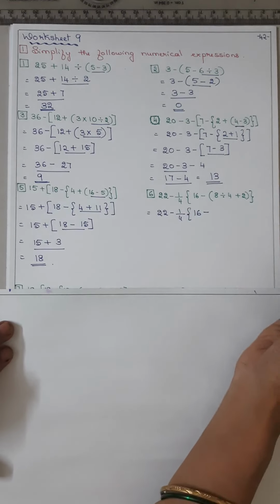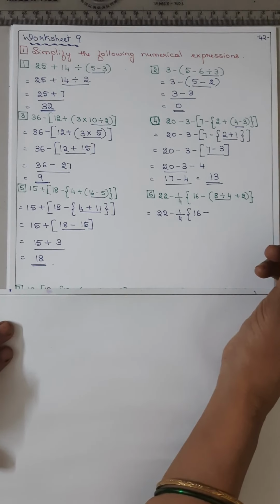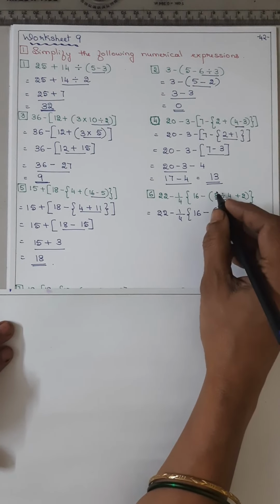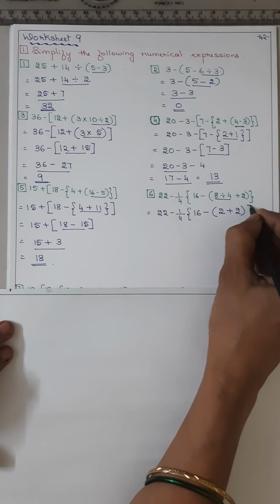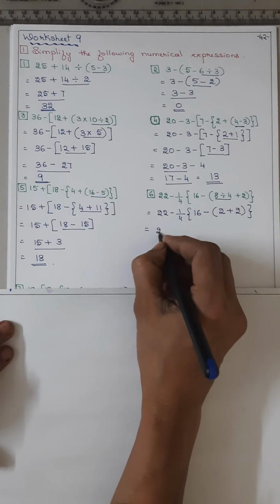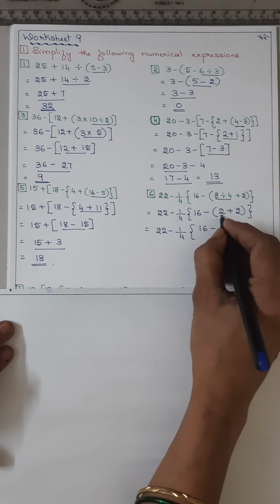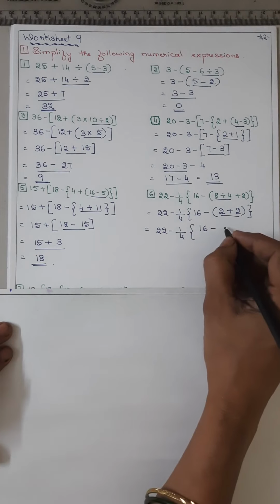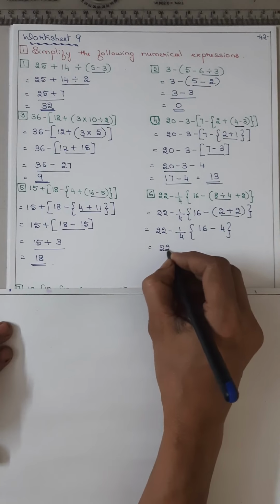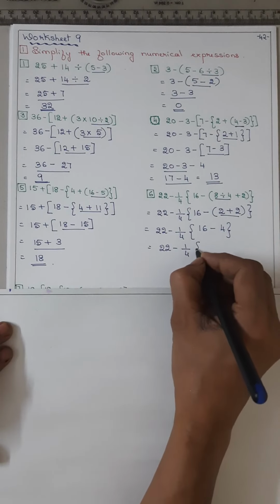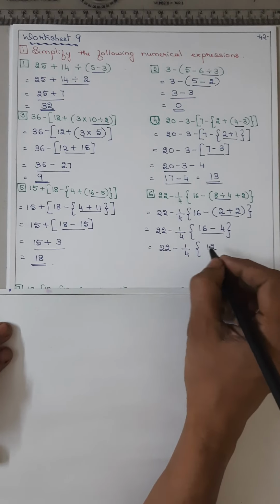So now within the bracket, first it is the round bracket, so division first. 4 how much are 8? 4 2s are 8. Write this 2 as it is, plus 2. Now 22 minus 1 by 4, 16 minus, in the round bracket 2 plus 2 is 4. Okay, now 22 minus 1 by 4 bracket 16 minus 4, underline, it is a 12, sorry.